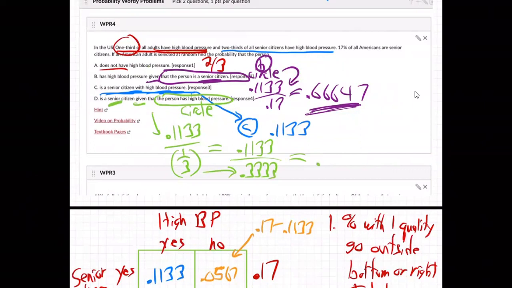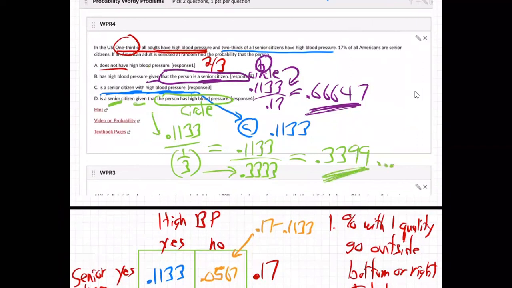I'm getting 0.679 here. 0.6, wait. What did I do? Sorry, let me try again. All right, 0.1133, here's what I'm getting. I'm getting 0.3399, blah, blah, blah. So there we go. That would be the answer to part D.